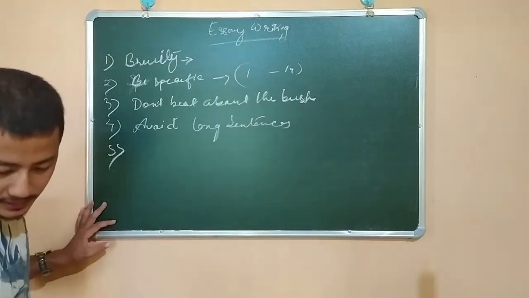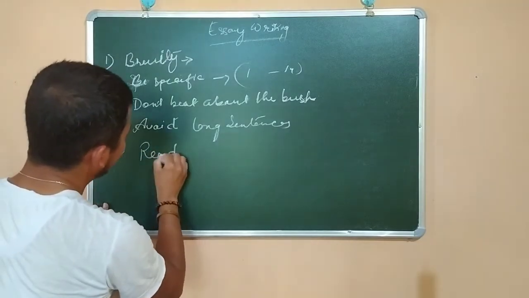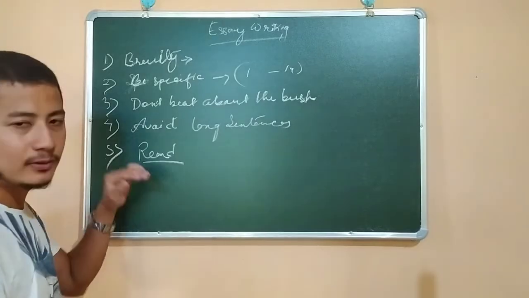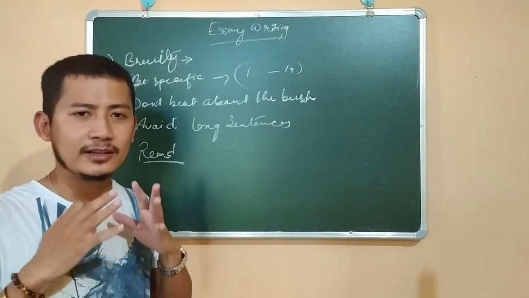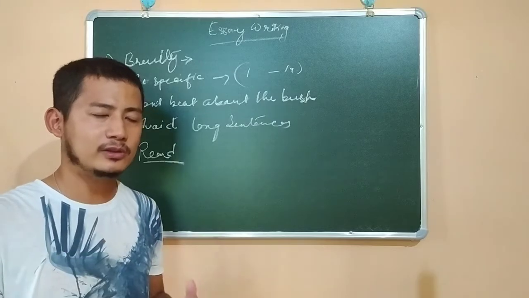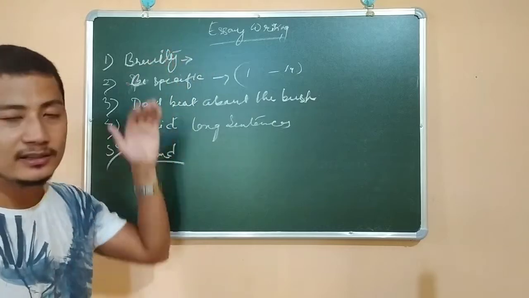Now number 5 essential is really important: read. Read books, read articles, read journals, read newspapers, news editorials. As much as you read, that much you will be able to excel in essay writing.